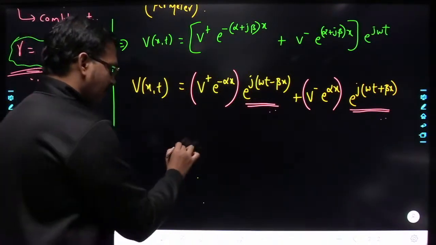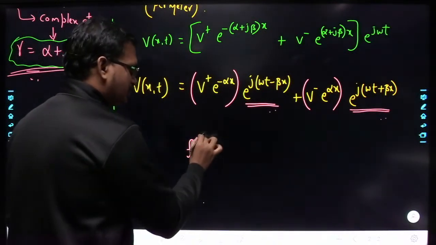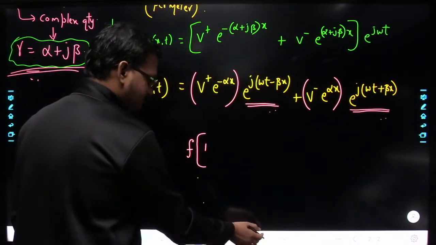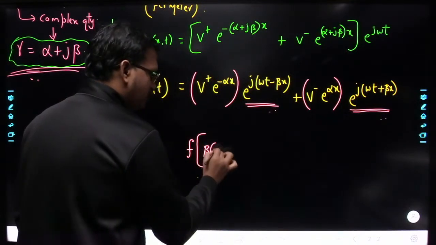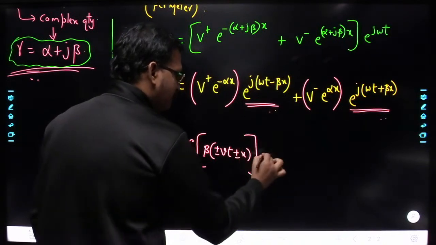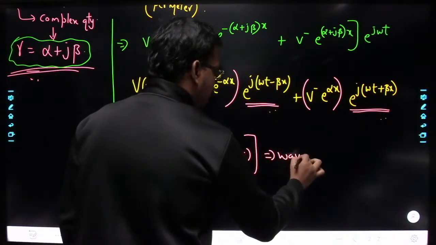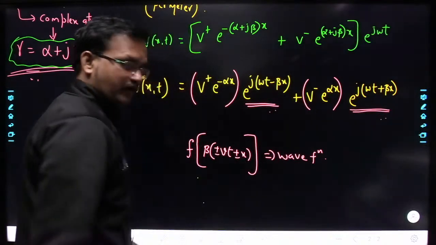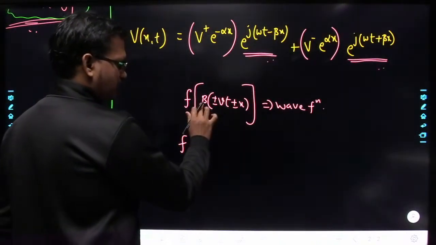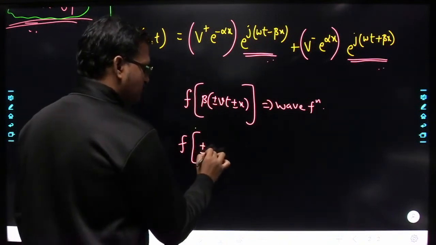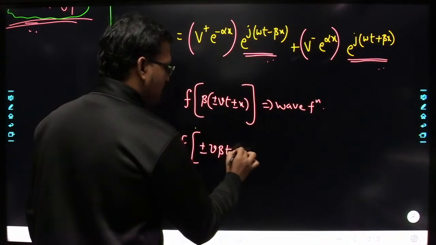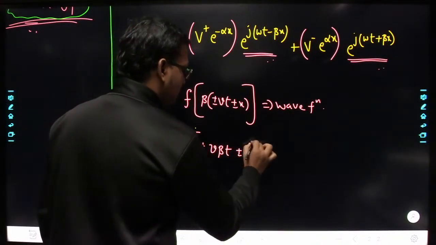We know that any function of the form f of beta into plus or minus vt plus or minus x will represent a wave function. If you multiply with beta, I can write this as v beta into t plus or minus beta into x.